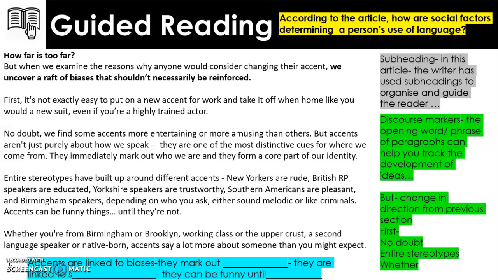We've got opening words and phrases used at the beginning of every paragraph, and they can help you track the development of ideas. So classic. This is really just about making a note of this, identifying it on the article, but it's always about a change of direction from the previous section. "But" is a seemingly small word, but it's incredibly significant. It signals change. Whenever somebody uses "but", they're changing direction, they're changing perspective.